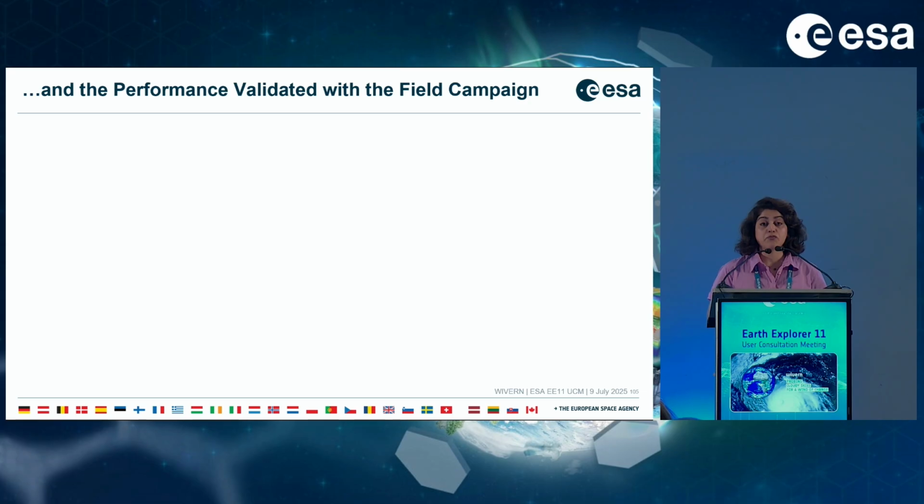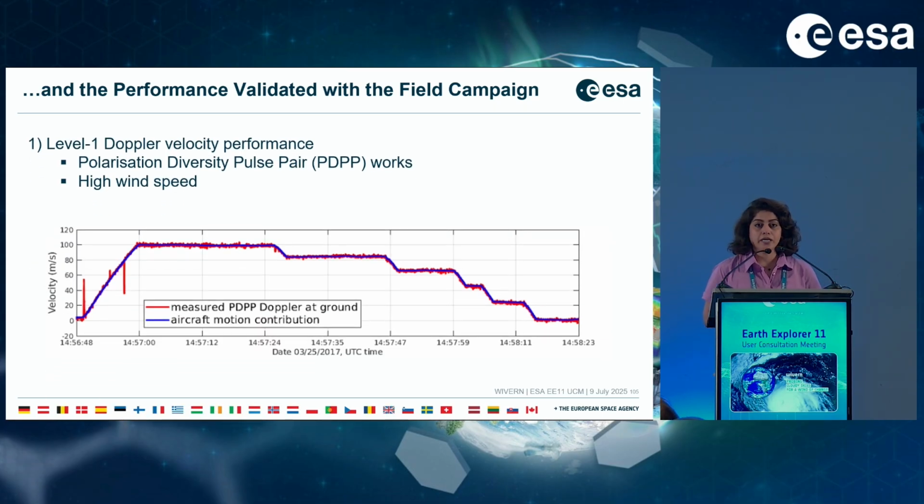So also the performance has been validated using field campaigns. We had several field campaigns in the past couple of years. And these are the key messages we wanted to say about the campaigns and the results. First of all, for line of sight Doppler velocity, we implemented the polarization diversity pulse pair, the PDPP, both on the ground and on an airborne platform.